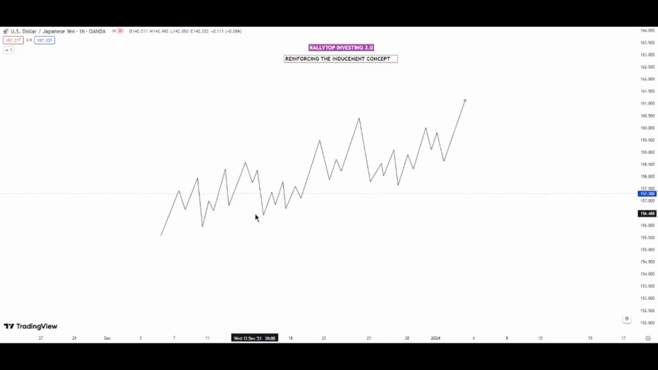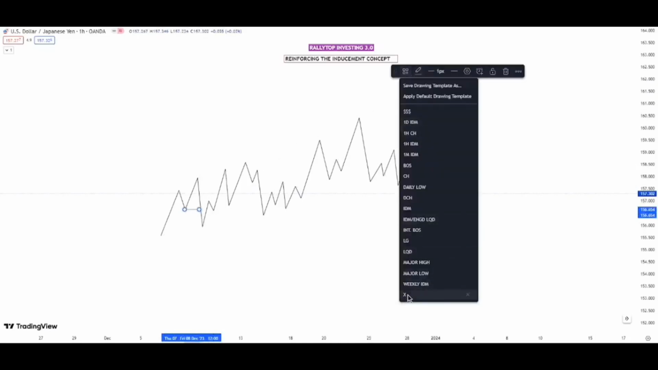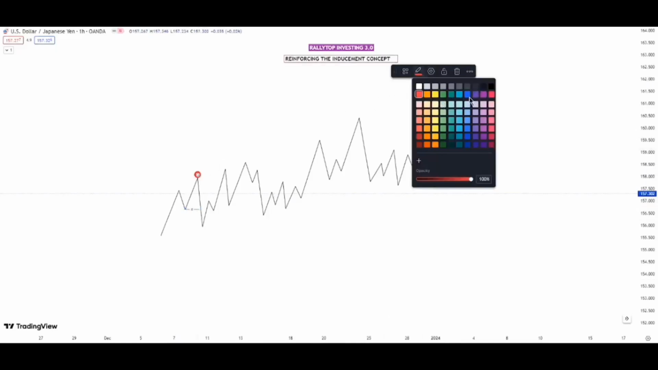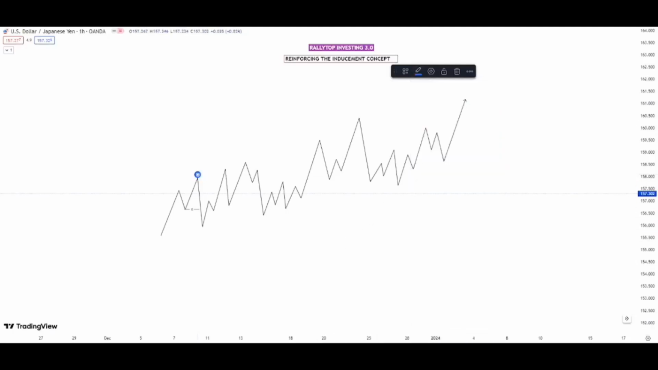Now take a look at this diagram. From this low, price printed this high. This high is not valid. Why? Because this is a retail high, you know that. And then it printed this new high. For your high or low to be valid in the market, inducement is needed. And here is your inducement in the market. And price has taken out that inducement. And then once inducement is taken, your high or low is confirmed. And therefore, that's your high. Let me change the color now. So that's your high in the market.